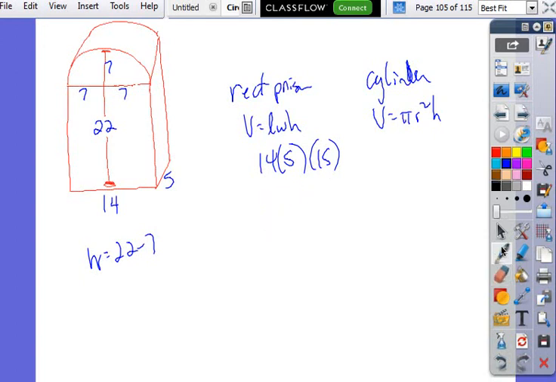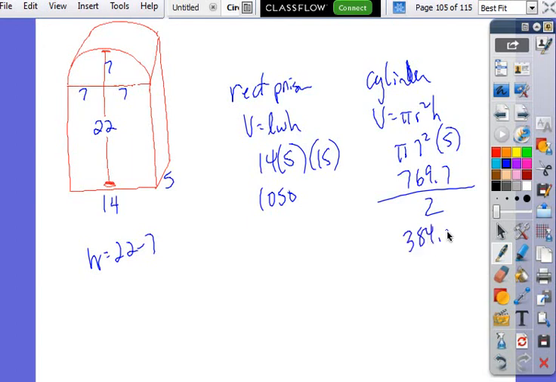Go to the cylinder. That's pi times 7 squared, and then the 5 for the height. You get 769.7. But you divide by 2, that's got to be divided by 2. Then I take these two and add them up.